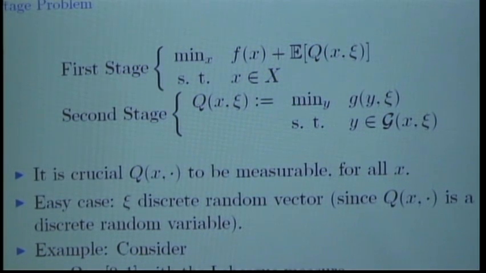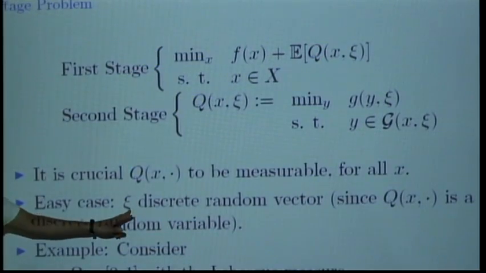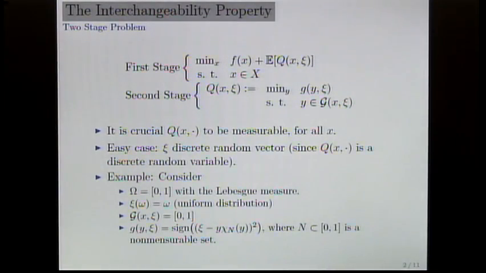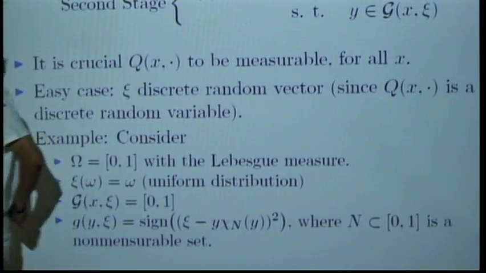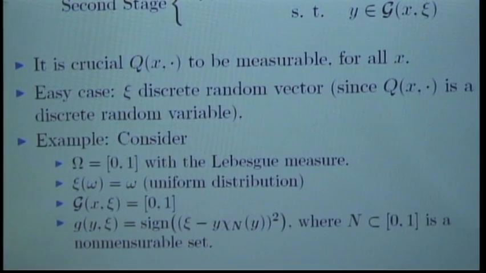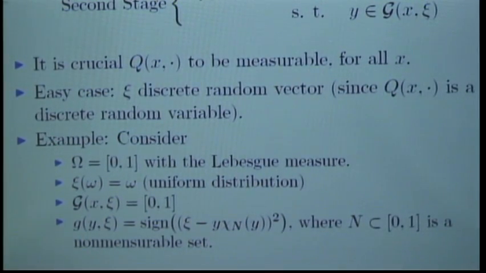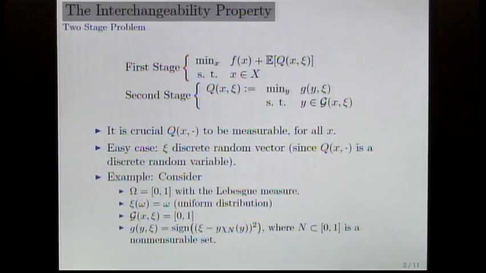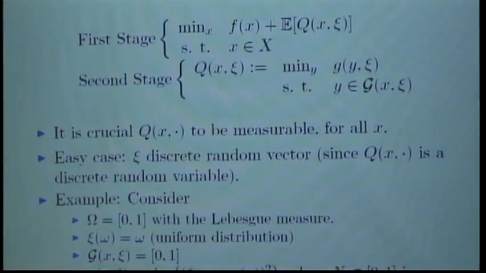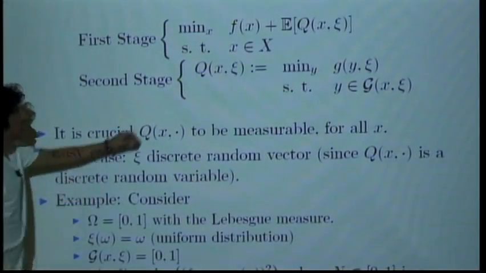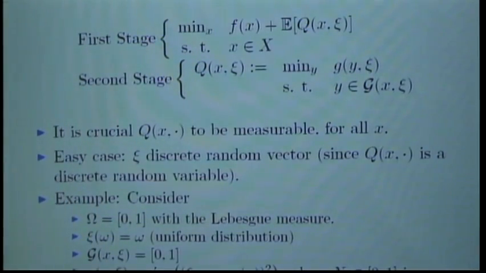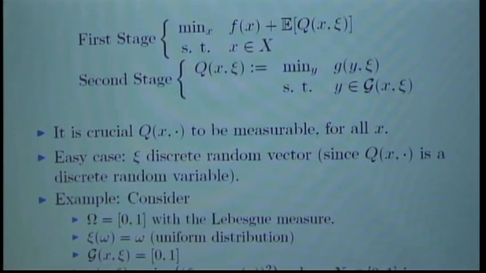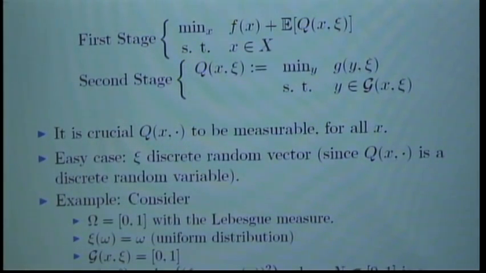The easy case for this is when the random vector c is a discrete random vector, then you will have that actually this will be a discrete random variable. So, no matter which properties these components have, if the random vector is discrete, then this will be a discrete random variable, and it will be measurable, of course. But in the general case, maybe that's not the case. And as you can see here, we have an example.